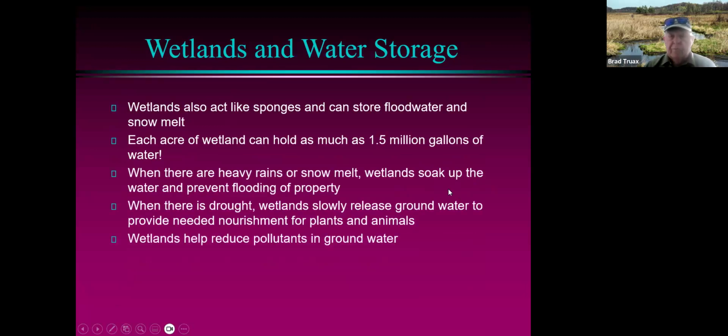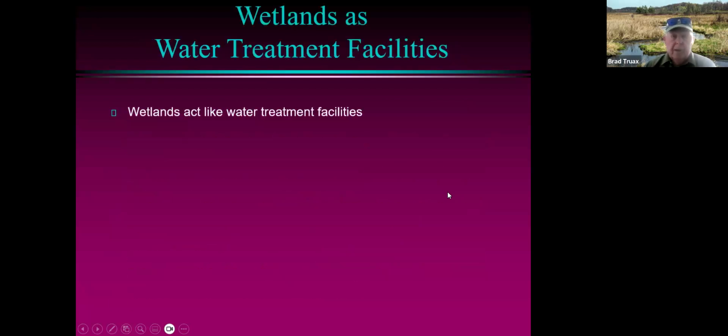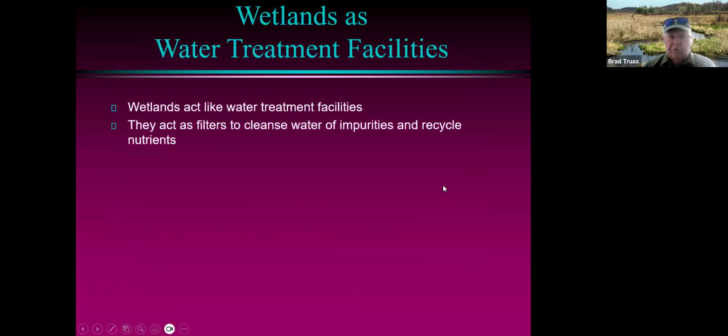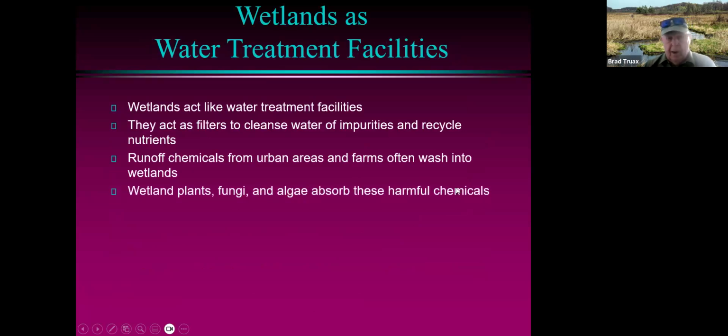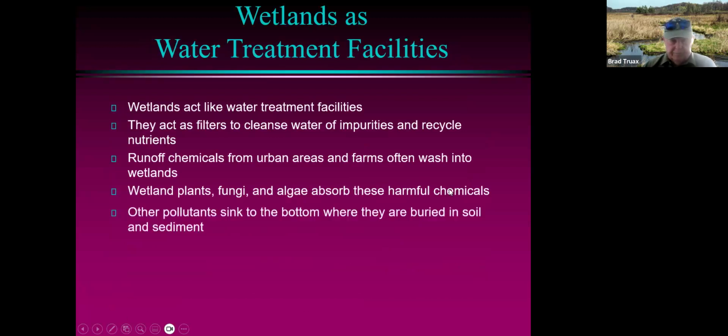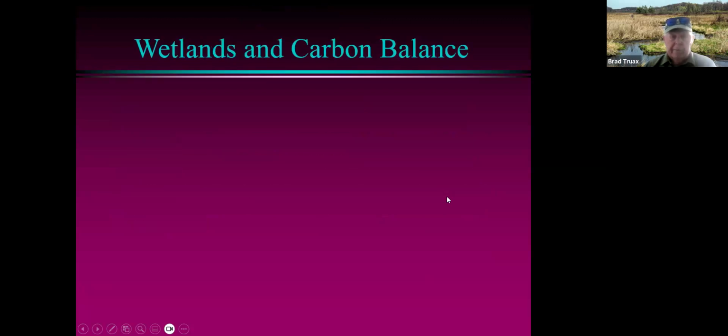They act like giant purifying systems. The water in the wetlands replenishes our aquifers. It creates sources for our drinking water and for irrigation of crops in many places. So they really act like giant water treatment facilities. They act like filters to cleanse the water of impurities and pollutants, and they recycle nutrients. Runoff chemicals from urban areas or farms often wash into the wetlands. And the wetland plants, including fungi and algae, absorb these harmful chemicals. And other pollutants sink to the bottom where they really just get buried in the soil and the sediment.